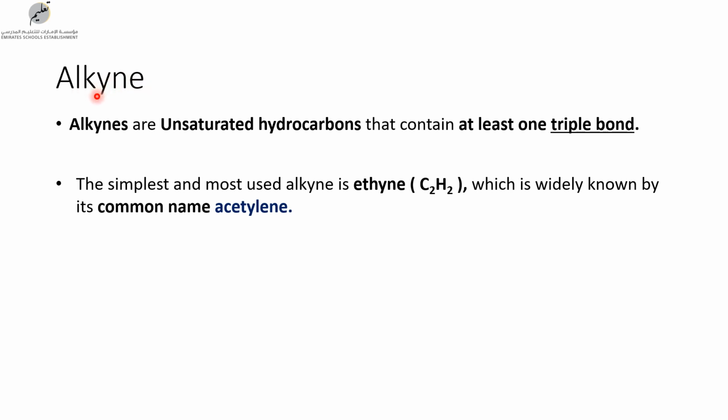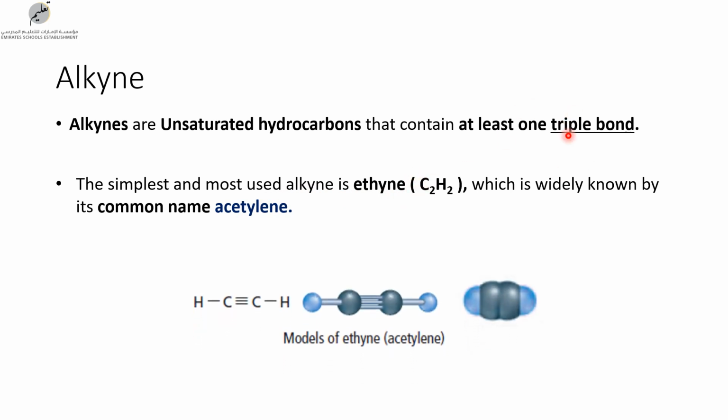The simplest and most used alkyne is ethyne, which is C2H2, widely known by the name acetylene. So this ethyne is made of two carbons, and between the carbons there is a triple bond. Here you can see it: a carbon-carbon triple bond, and each carbon has an H. This is ethyne, or commonly known as acetylene.